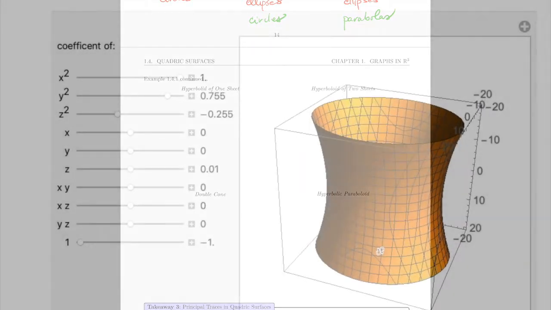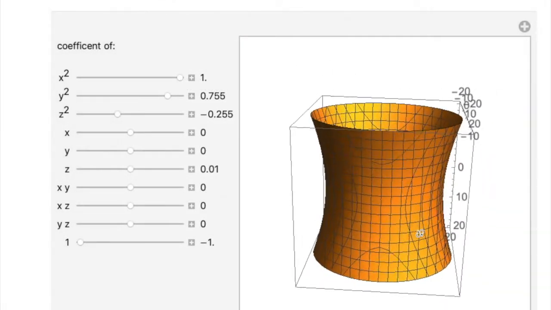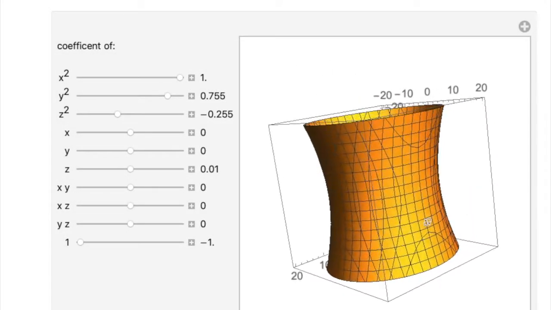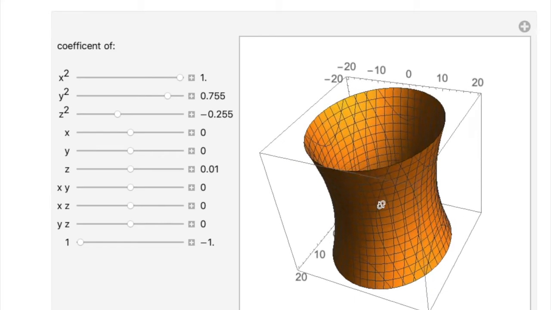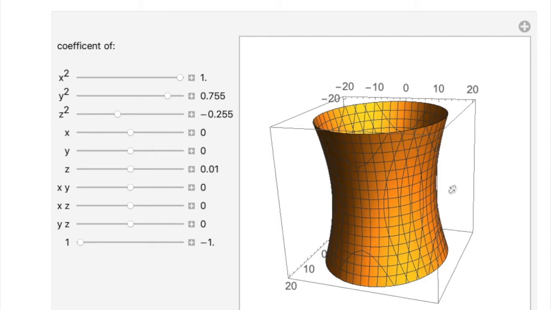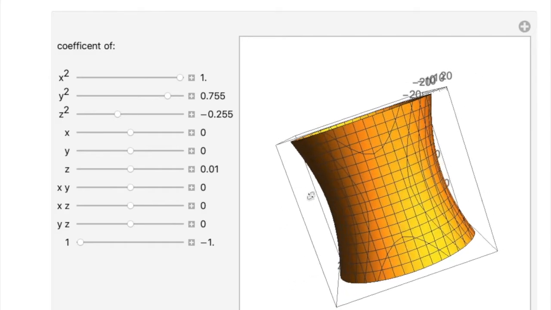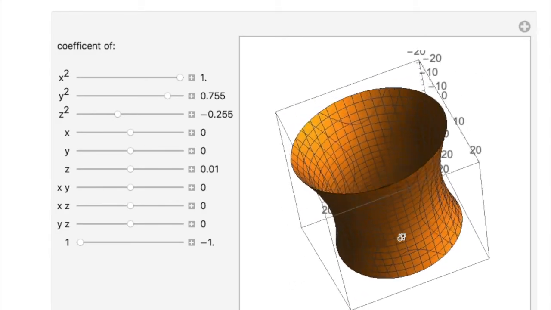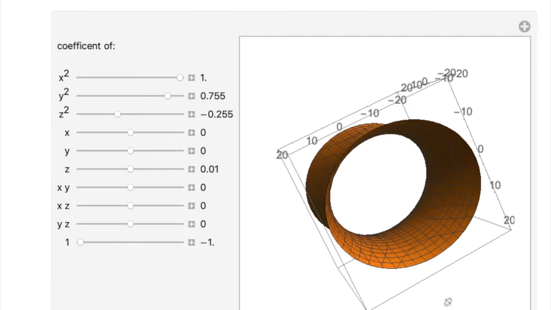Next, let's have a look at the graph of a hyperboloid of one sheet. Here's the graph of a hyperboloid of one sheet. Notice that all of the curves drawn on the surface of the hyperboloid are hyperbolas and ellipses.